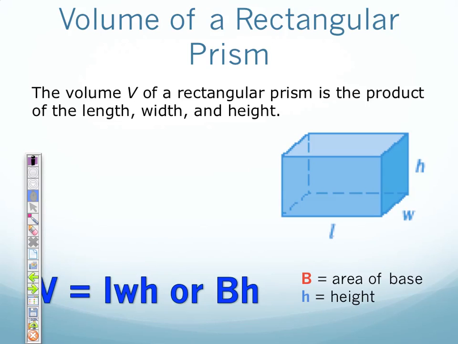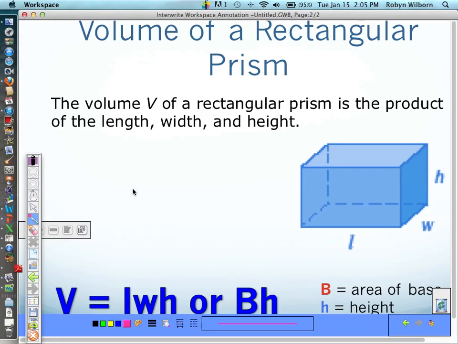Okay, let's get started with our first shape, the rectangular prism. The volume V of a rectangular prism is the product of the length, width, and height. There are a couple of things I want you to add to your notes here. First, put this V in parentheses, because I want it to look like this is the variable we're going to use for volume. So volume will be V.